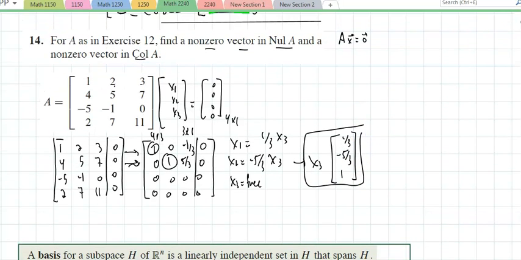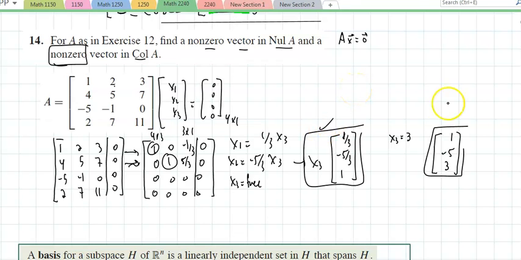For the column vector, you just need a non-zero one. Let x3 equal any non-zero number. The book doesn't like fractions. They normally choose multiples of 3. So you're looking at 3, negative 5, and 1. Any multiple of that will do, but here they want specifically a non-zero vector. Normally this is the answer, but here that will be one non-zero answer.